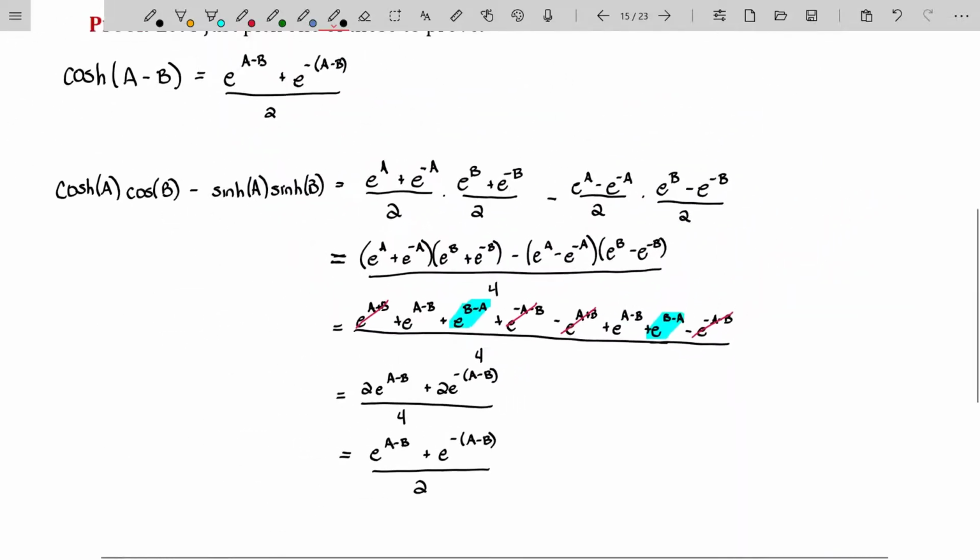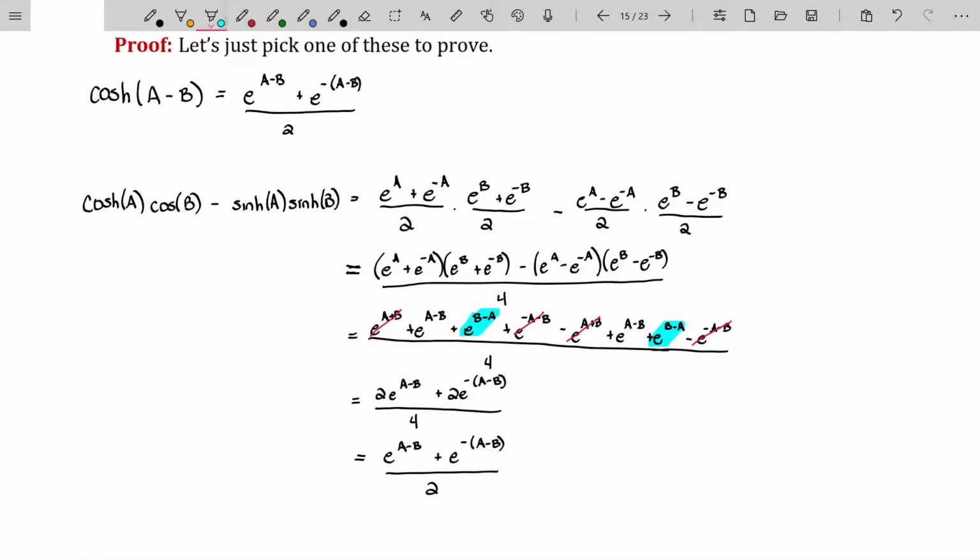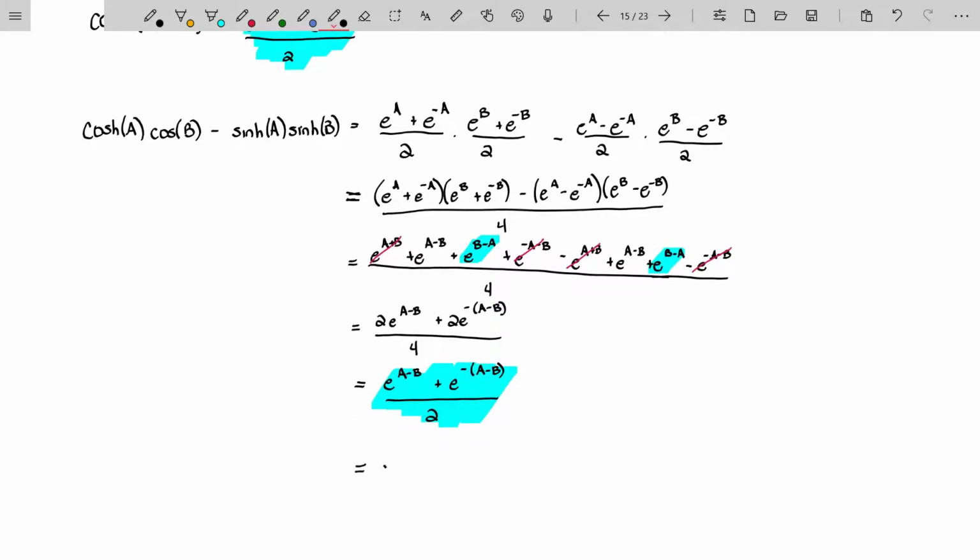And let's see where we wanted to end up. Oh, that's what we wanted to prove. So notice those two highlighted things are exactly the same. That is the cosh of A minus B. So that's how a lot of these proofs go.